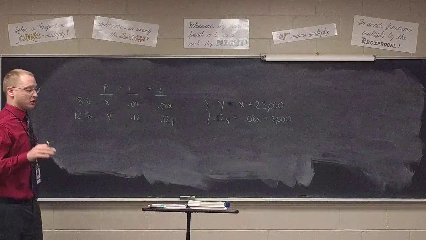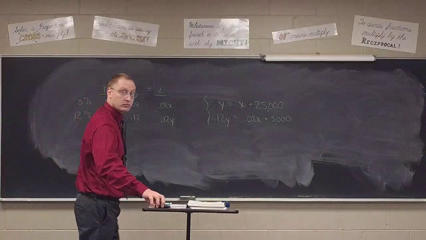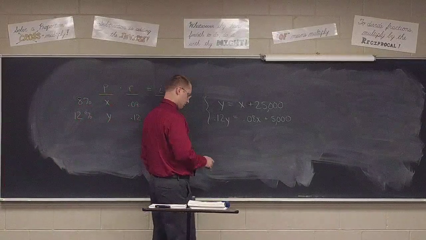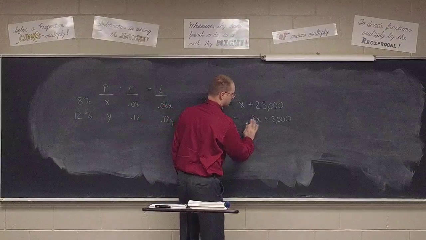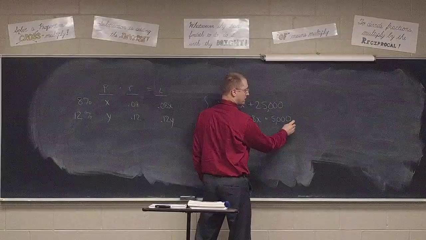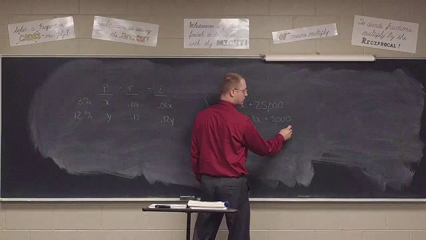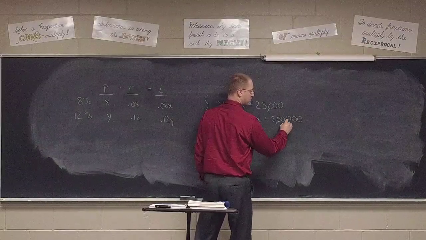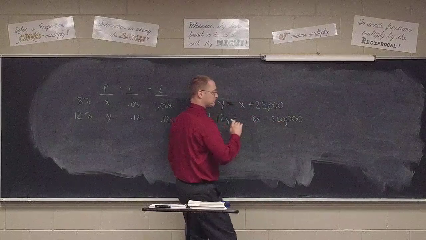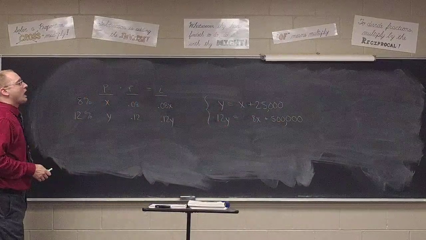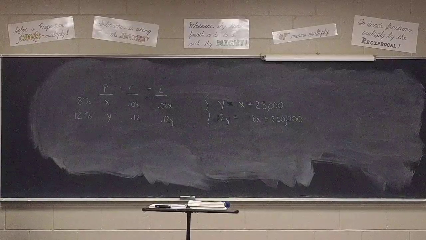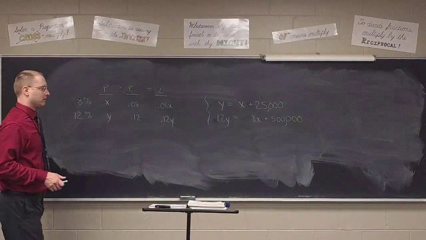What would I need to do? Let's go back to Noah. Well, how many places am I going to move the decimal? 2 places. So, 12y equals 8x plus 500,000. You're working this along with me, of course. All right, and then what, Maddie?